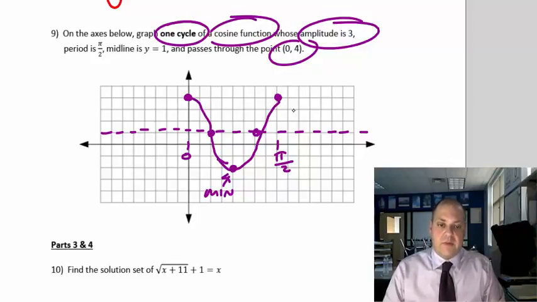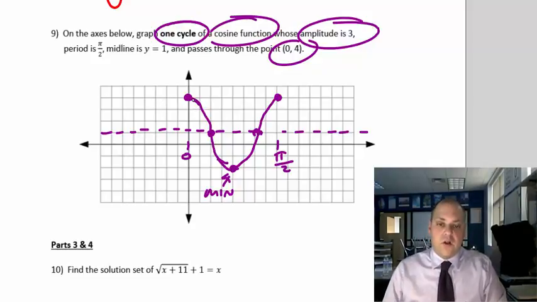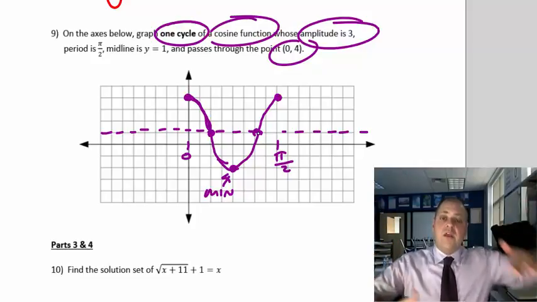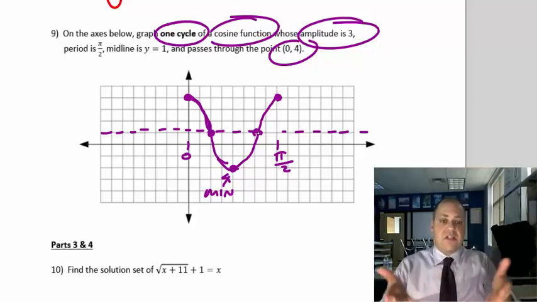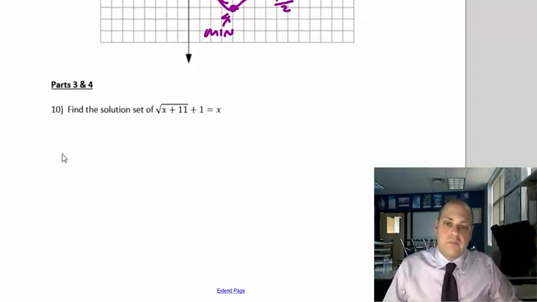That wasn't great by any stretch of the imagination, but I told you it's not easy to do, but I can do better than that. There we go. There's one cycle of my cosine curve, 0 to pi over 2, amplitude of 3, midline of 1. Okay, just got to make sure everything works, and it does.